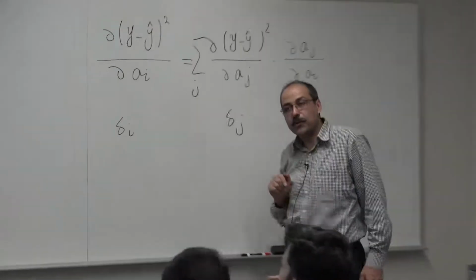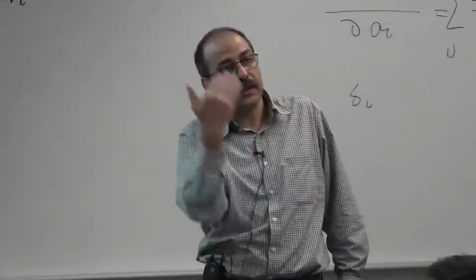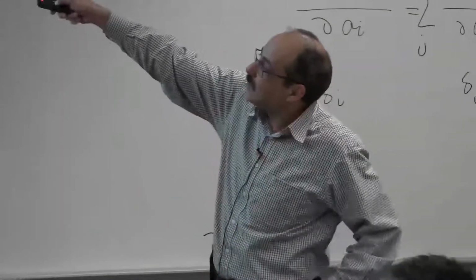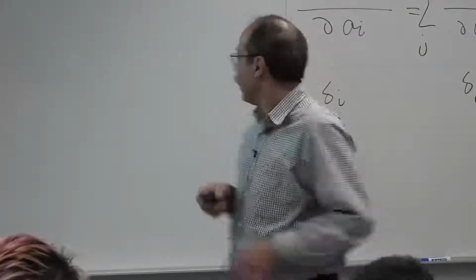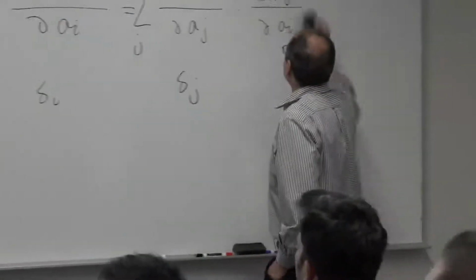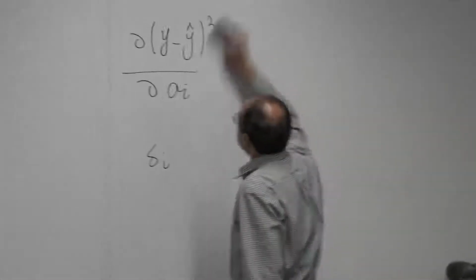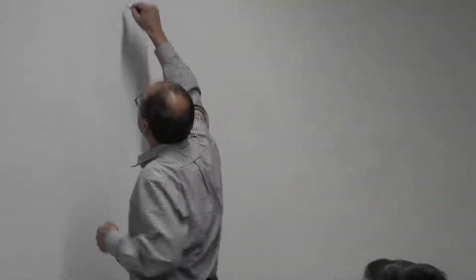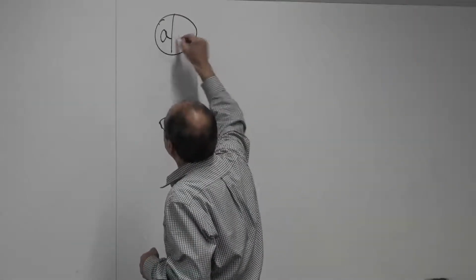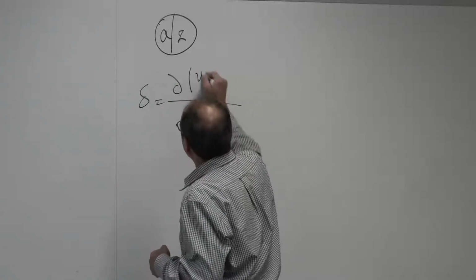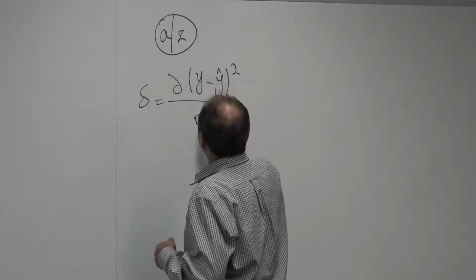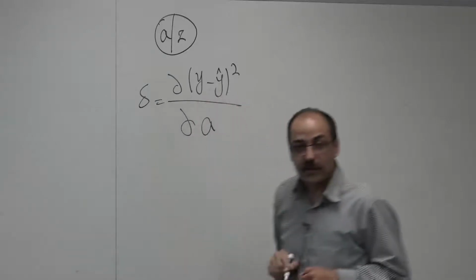Now suppose that you have all of these layers, and you want to compute the delta for the next layer, and the next layer. Suppose that the last layer is this one, k. At layer k, which is the last layer, what's going to happen? A perceptron has this part a and z, and delta is the derivative of y minus y hat with respect to a. That's the definition of delta.